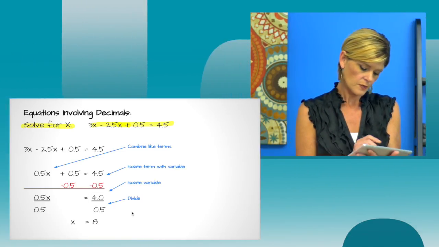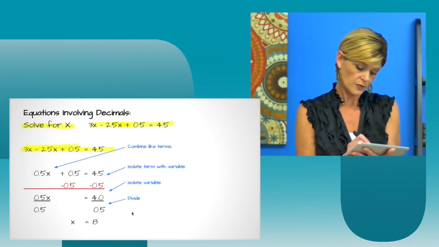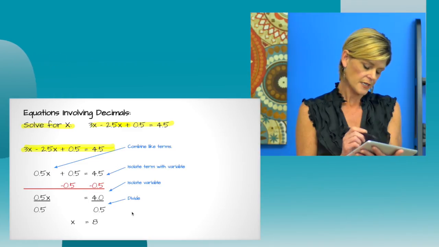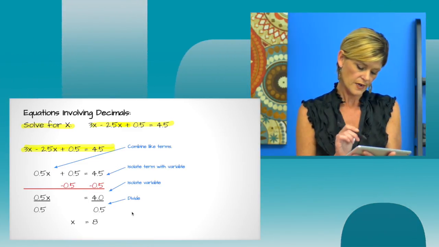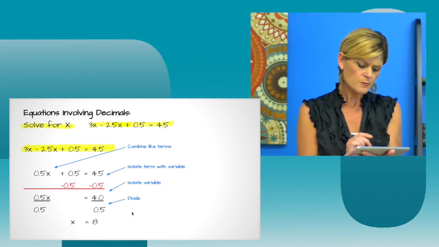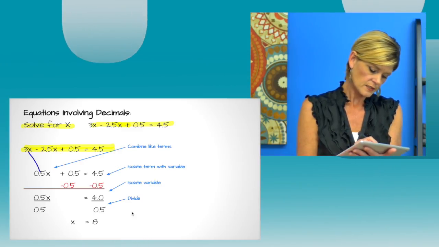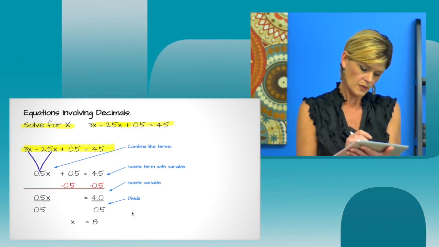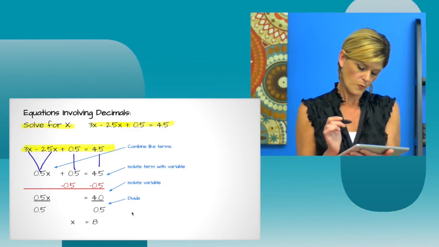All right, first of all, I'm going to rewrite the problem, which I encourage you to do when you're given a problem. Write it yourself. 3x minus 2.5x plus 0.5 equals 4.5. The first thing I did here is I combined like terms. 3x minus 2.5x is 0.5x, and I brought down my 0.5 and my 4.5.